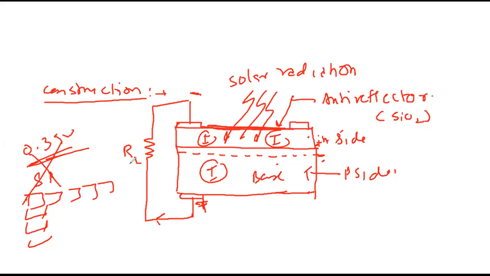Write down. It consists of a PN junction. The N side of the junction faces solar radiation.